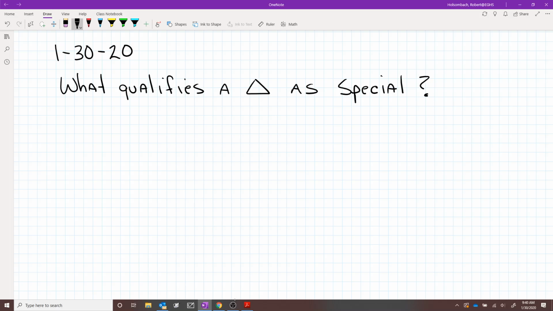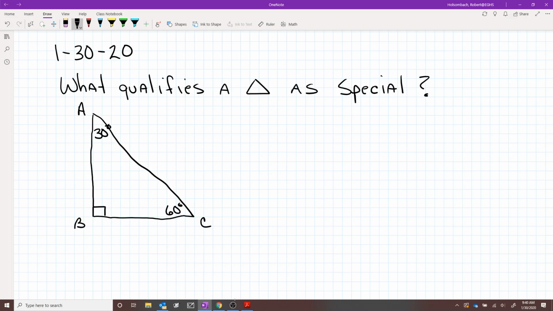45, 45, 90 is good. Today, we're going to talk about 30, 60, 90s. A 30, 60, 90 right triangle. It's the second type of special triangle. So let's draw one first. There's a couple of things you got to know about a 30, 60, 90 right triangle.